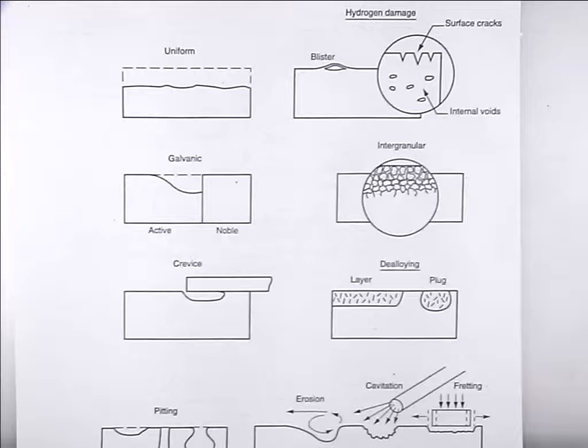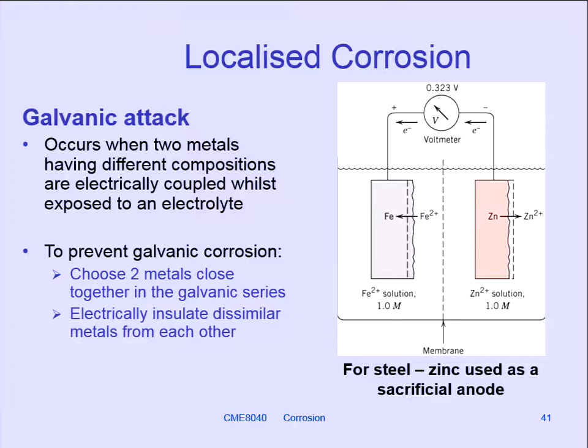So you've had this image before, just suggesting that there's two half cells, in this case for iron and zinc, but the same is true for any couple of dissimilar alloys or metals. And so you need to use the galvanic series, which we've talked about already, or you need to insulate them from each other.